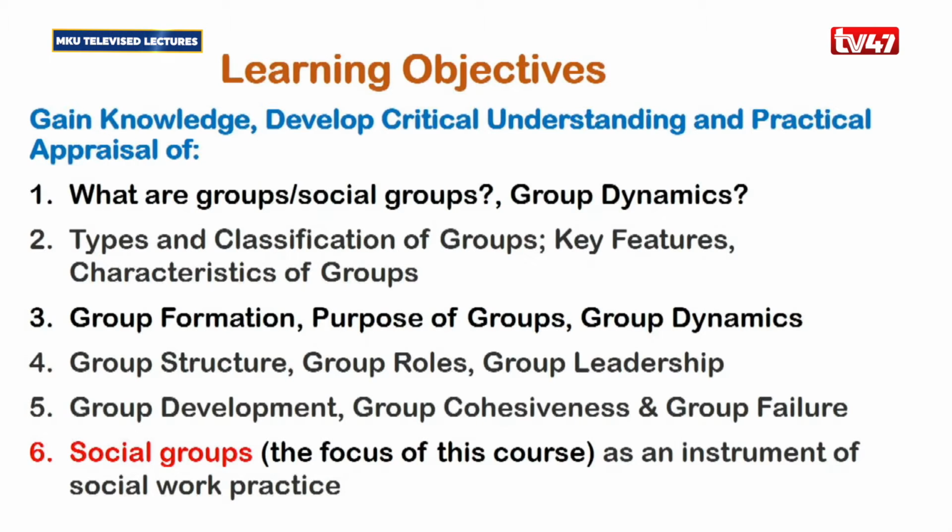We should be able at the end of the course to understand and explain how groups form, the purpose of groups, group structure, the roles of different members of the groups and its leadership, and how groups develop, what contributes to group cohesiveness, and how groups also dissolve themselves or fail in their objectives. And for this course, we are particularly interested in social groups as the focus of this course, as an instrument of social work for the social work students.